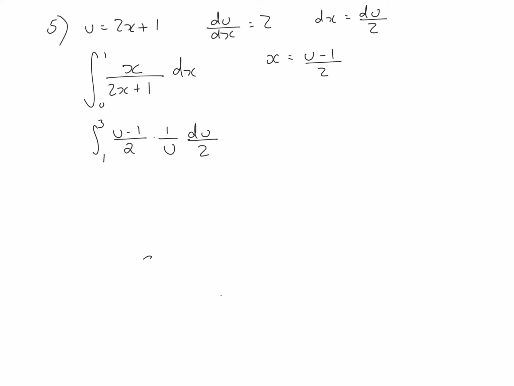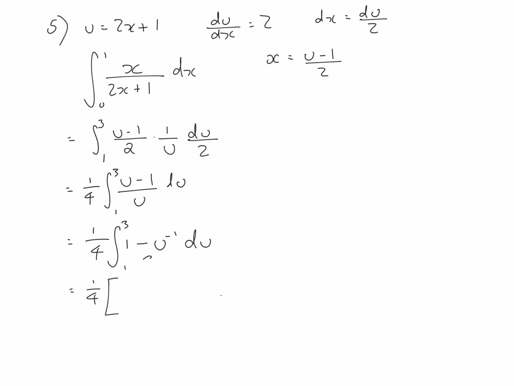So we've got the integral, let's take the quarter outside, a quarter of the integral of u minus 1 over u du, between 1 and 3. Let's go one more bit of simplifying, it's 1 minus u to the minus 1 du between 1 and 3 equals a quarter. Now we can actually do some integrating, and we're going to integrate u to the minus 1. We get minus ln u between 1 and 3.